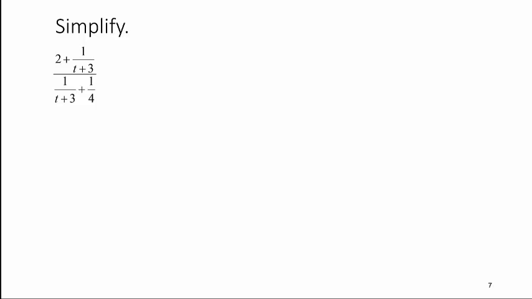All right, so we're going to get some more practice with simplifying complex fractions. In this example, 2 plus 1 over t plus 3 all over 1 over t plus 3 plus 1/4. Again, I'm going to try to find the LCD of all these little denominators, the t plus 3 and 4. So the LCD in this case would be 4 times t plus 3.